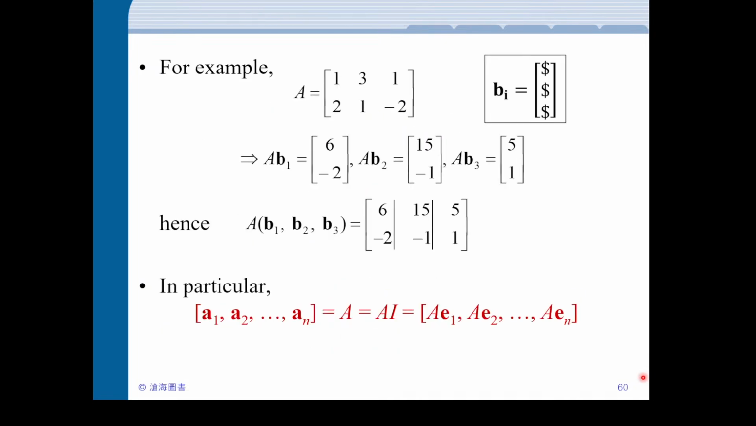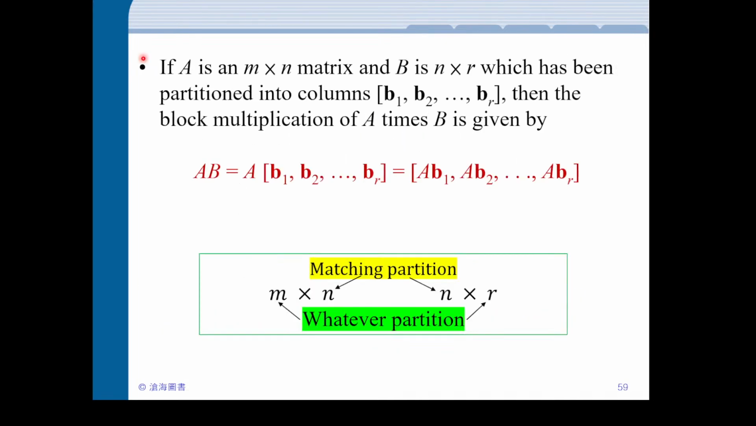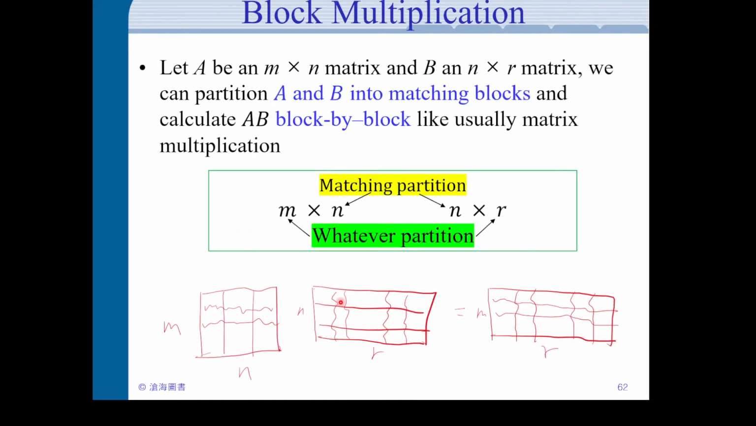So we already have two of these examples. In this column of B example, we just do partition on r. So we partition r to the max, partition r into individual columns. Then in the AB result, we also have a partition of r into individual columns. And similarly, in this example, we partition m into individual rows. And in the result, we will also have the rows partitioned, so the rows of AB are partitioned into individual rows.